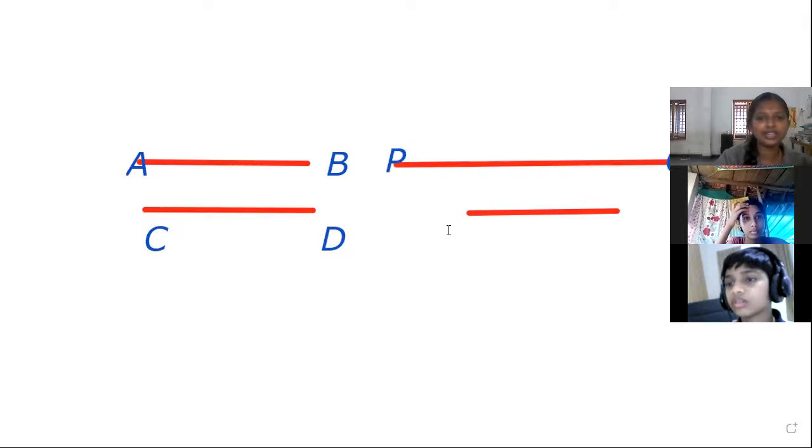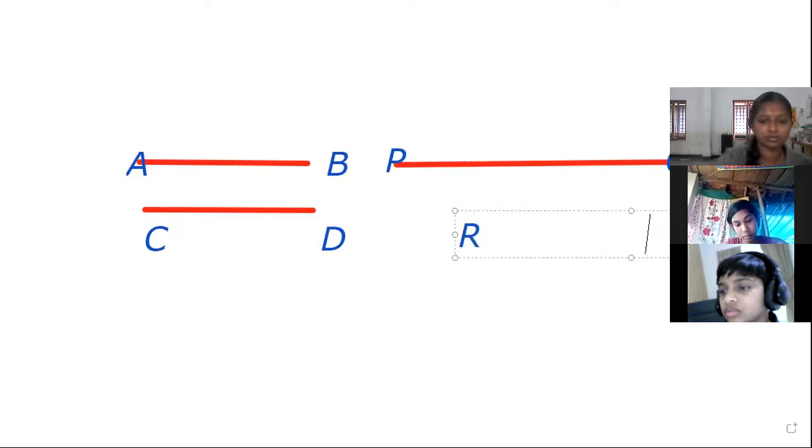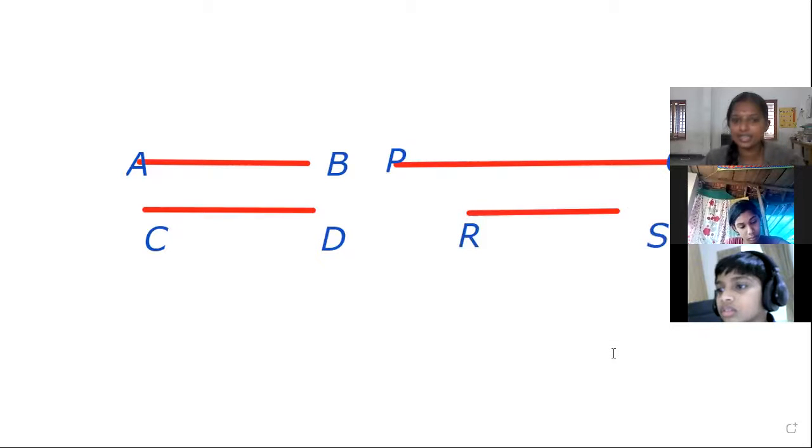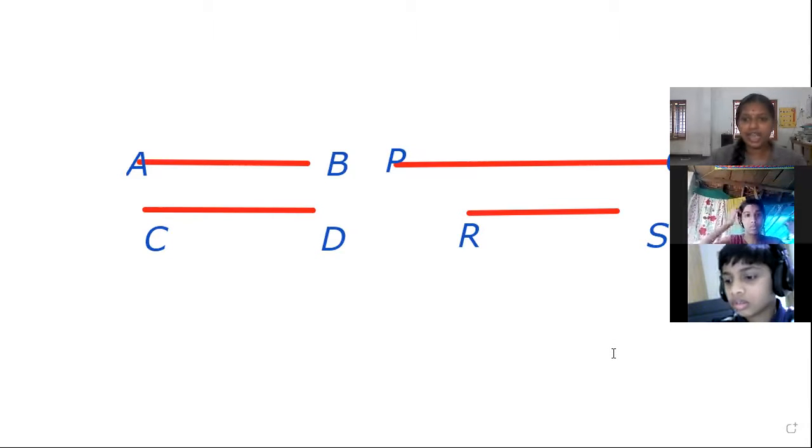Why did you say it is identical? Since they have the same length, isn't it? Since they have the same length, we can say that AB and CD are identical, and hence congruent. And what about PQ and RS? Are they congruent or not? No, because they have different lengths. That's why they are not congruent.